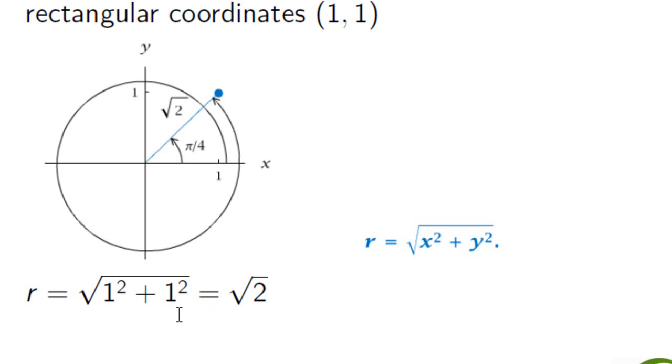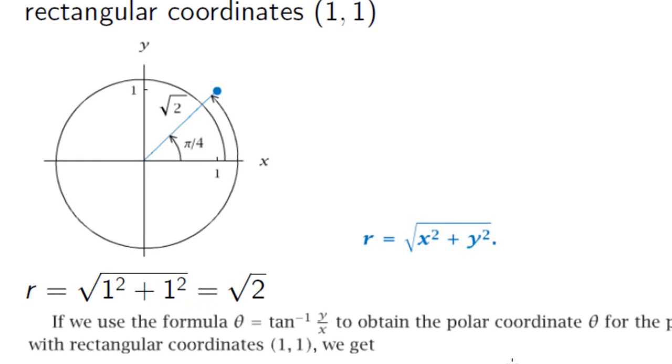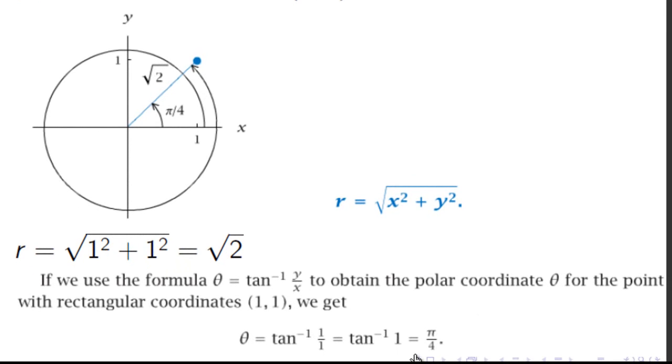That's not a problem. Now to find theta, I need to use my tangent formula. Remember, for this theta angle, I can use my tangent, which is nothing more than opposite over adjacent, or in this case, the y value over the x value. We know my y value is 1, and my x value is 1. So my tangent of theta is going to equal 1 over 1.